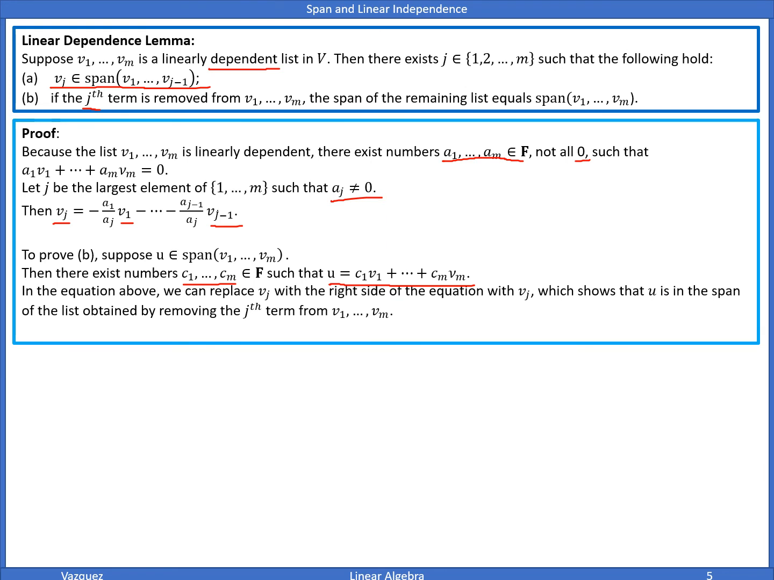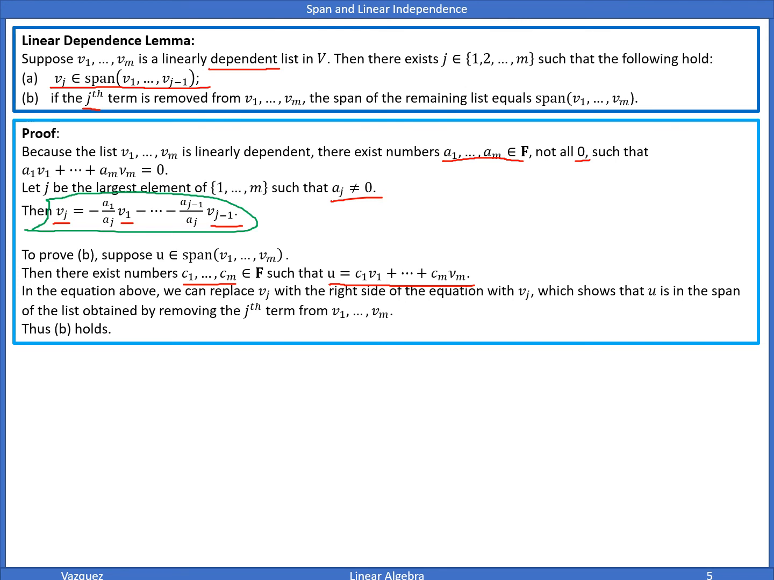Right? So using the equation above, this equation here, I'm going to circle it in green. Using that, we can replace Vj with the right side of the equation. So, oh, it just said B, thus B holds.